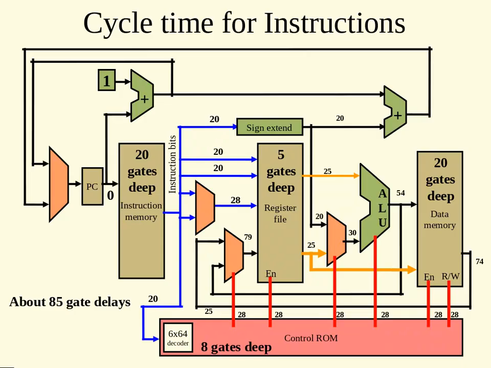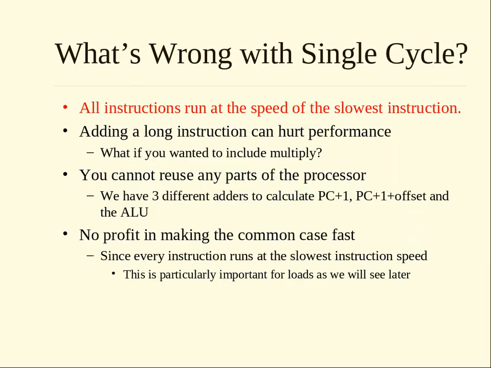Another problem is we can't reuse any part of the processor. If you notice that we are doing an addition here, we're doing an addition here, and we're doing an addition here. That's 3 adders. We really only need 1 adder if you think about it, because can't we just use the same adder to do all these additions? On this design, we have to have 3 of them. It would be nice if we could reuse them. That would save us some space, which of course in the end would save us time and money, area, and of course energy. Also, there's no profit in making the common case fast, because since every instruction runs at the slowest speed, this becomes a big issue.